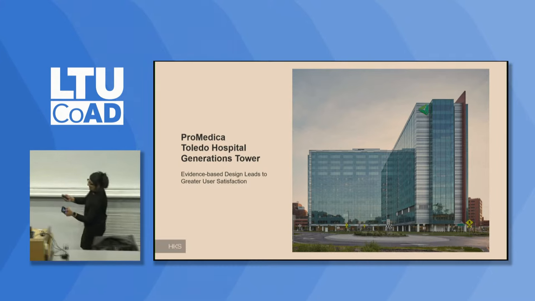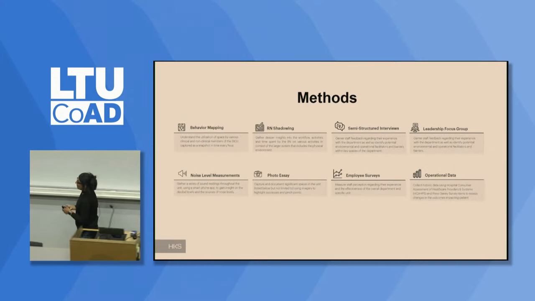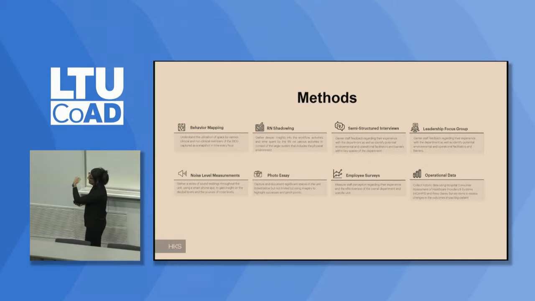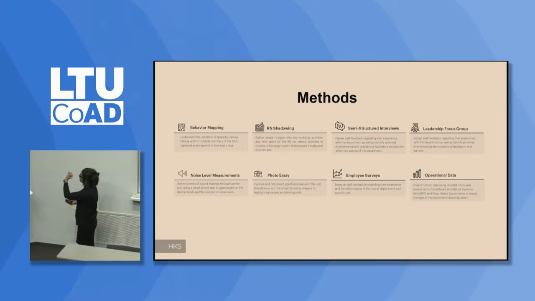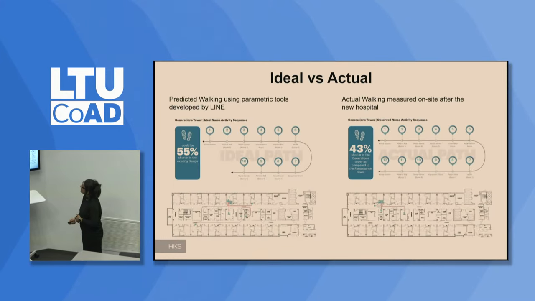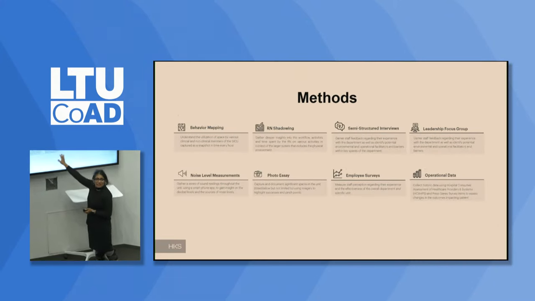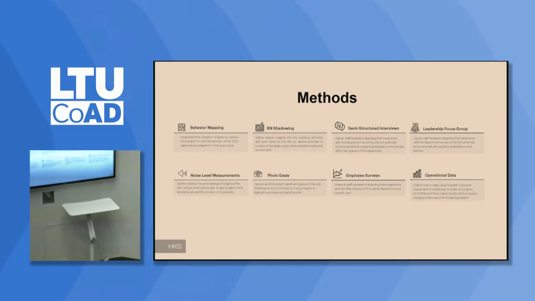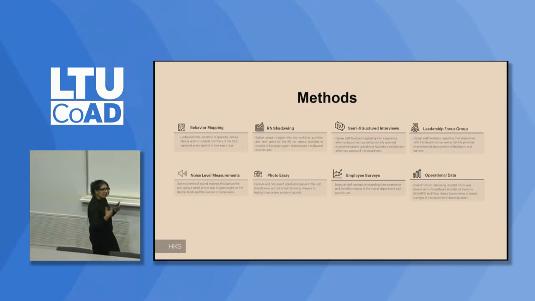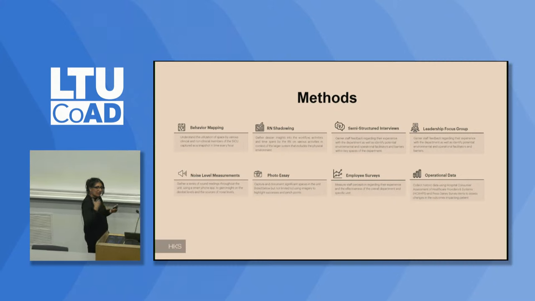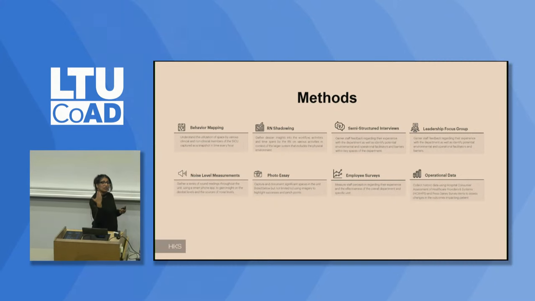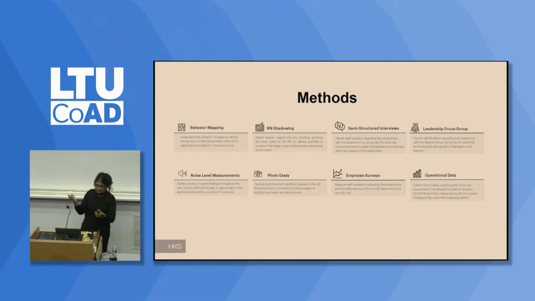Okay, thank you. But we did diagnostics in the beginning, including behavior mapping, interviews, focus groups, et cetera, et cetera. What was a lot of fun is we used parametric modeling. So the shadowing that we did, we got data that we called a human script. And then we did a parametric model of what it's gonna look like to simulate actual nurse walking, how much they're actually gonna walk.